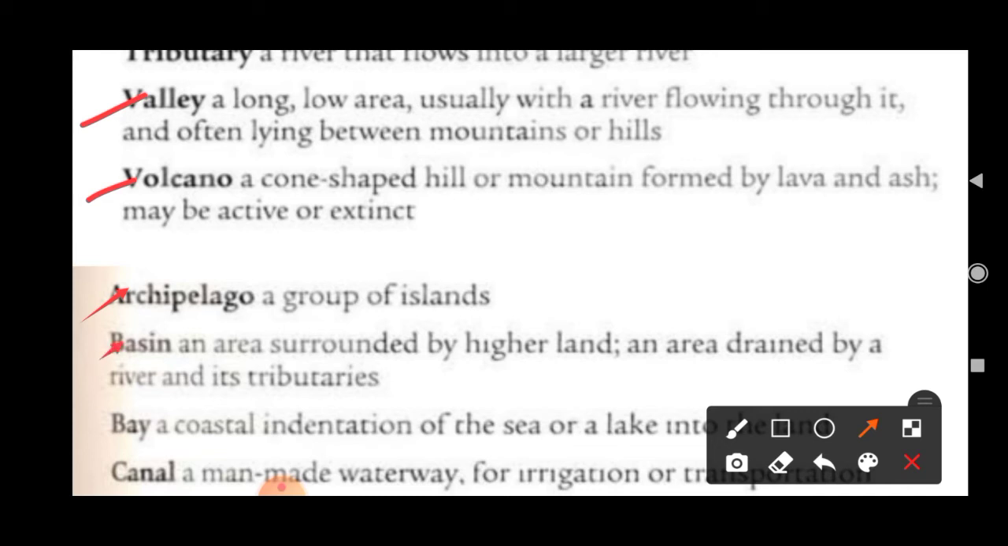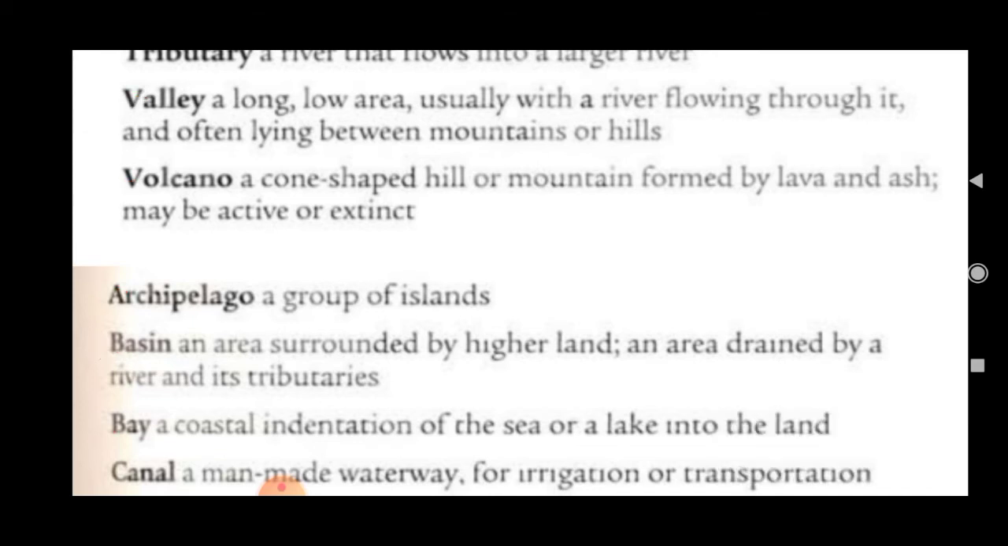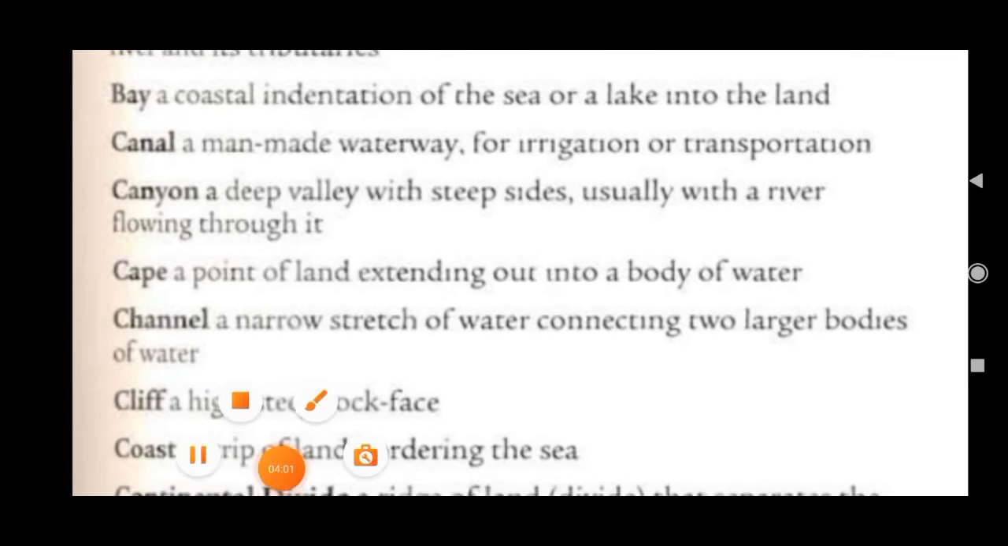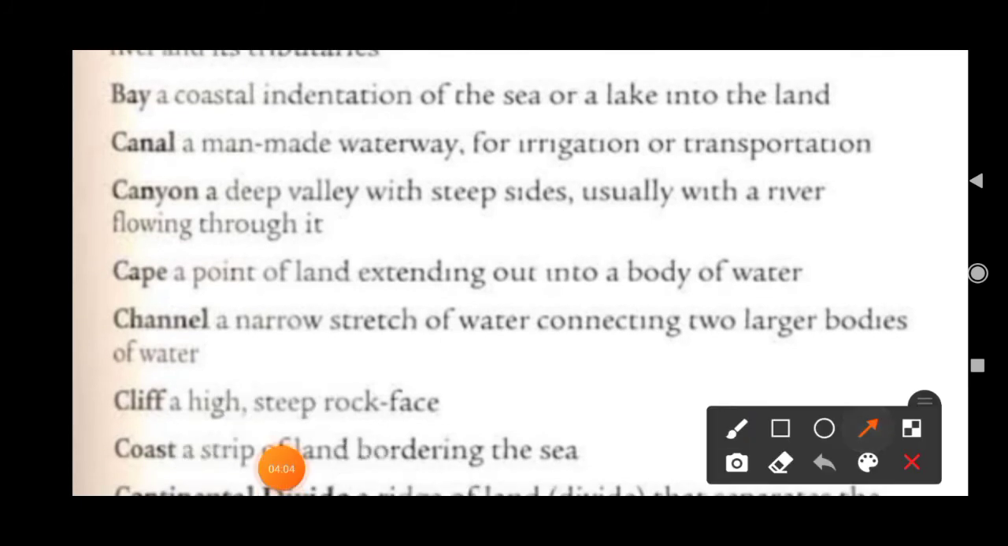And the next word is basin. An area surrounded by higher land, an area drained by a river and its tributaries, is known as a basin. The next word is bay. A coastal indentation of the sea or a lake into the land is known as a bay. And the next word is canal. A man-made waterway for irrigation or transportation is known as a canal.